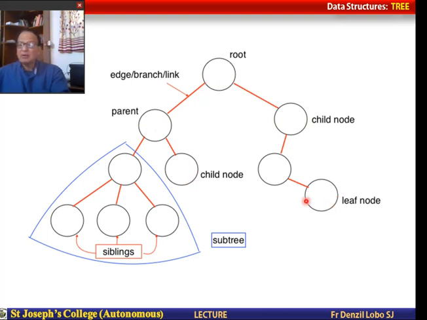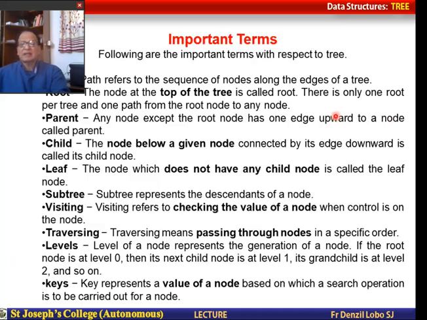These end nodes are called leaf nodes. These are called siblings. They are at the same level, and these also happen to be leaf nodes. And this is also a subtree. This is also a subtree. This is also a subtree. So this is how trees are arranged.